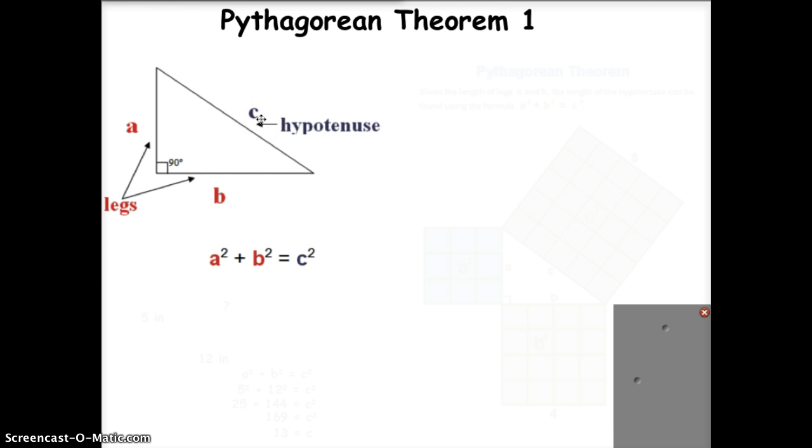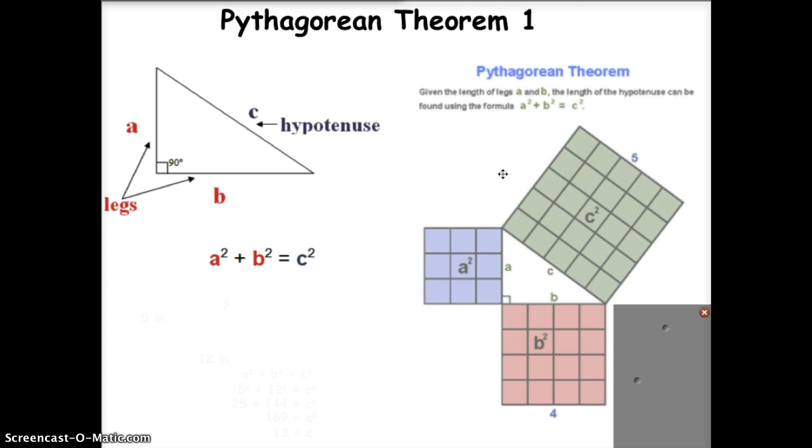Now, the Pythagorean theorem states that if you take a and square that number, and you also take b and square that number, and then add those squares together, you're going to get c squared, or the side length of c, that number squared. If that doesn't work, the triangle you're working with is not a right triangle. Here, let me show you with a picture.